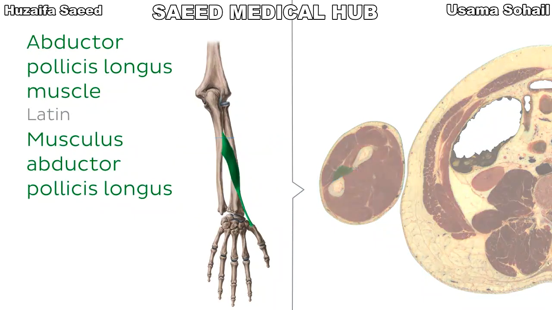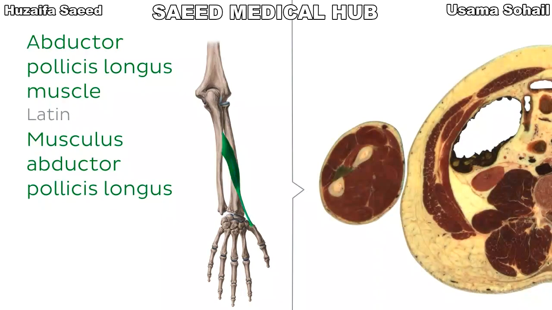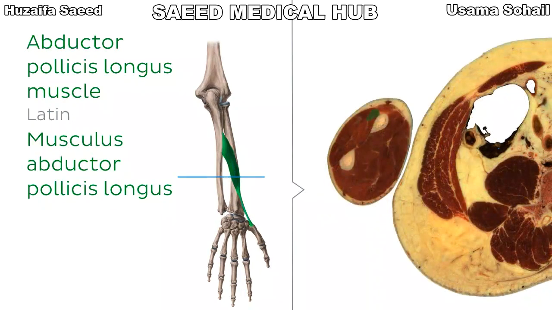And as you can see in the diagram, the abductor pollicis longus muscle crosses from its origin across to the radial aspect of the forearm as it descends towards the thumb. And let's have a look at a cross-section taken just distal to the midpoint of the forearm, where we can see the abductor pollicis muscle now along the posterior radius as expected.